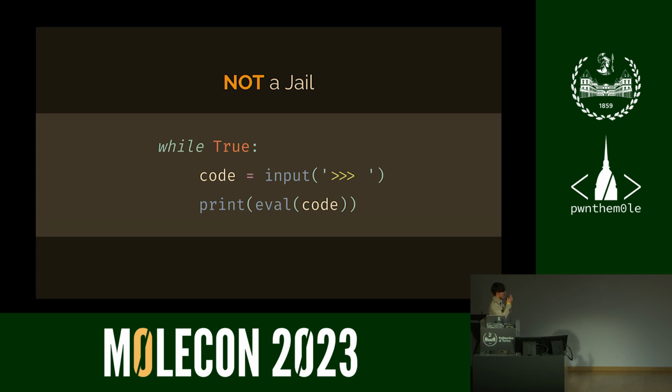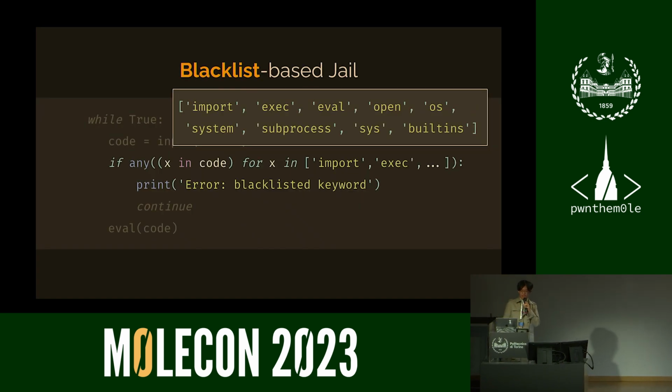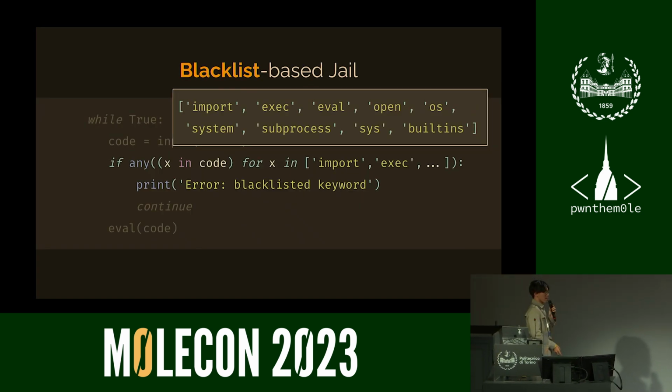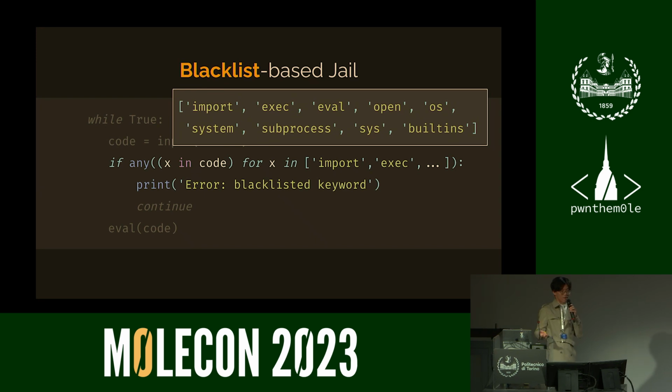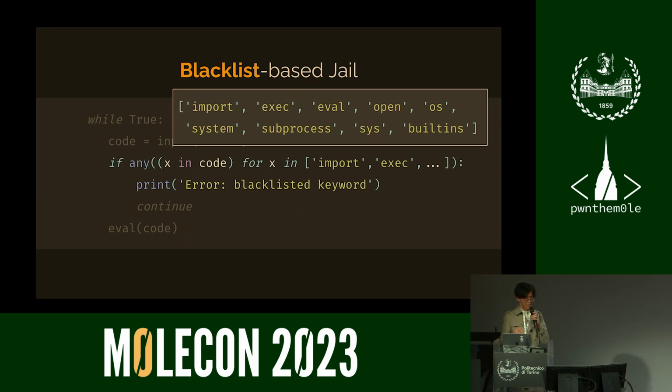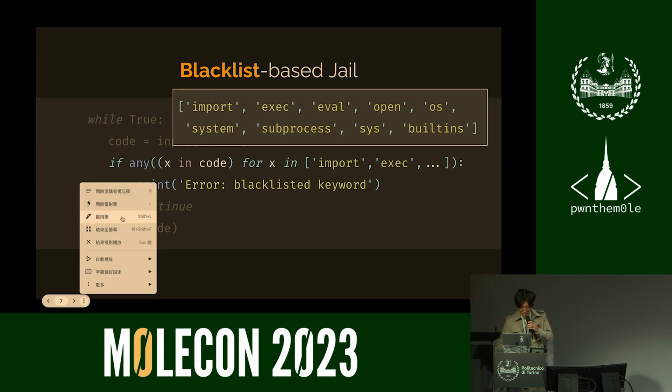So let's start by making a jail. Here is an example. This is not a jail. It just accepts the user input and runs the code. It's a free RCE. Now when it comes to a jail, the first thing that might pop into your mind is to make a blacklist. It's pretty naive, and of course a blacklist makes you want to bypass it. Okay, and here is a blacklist.